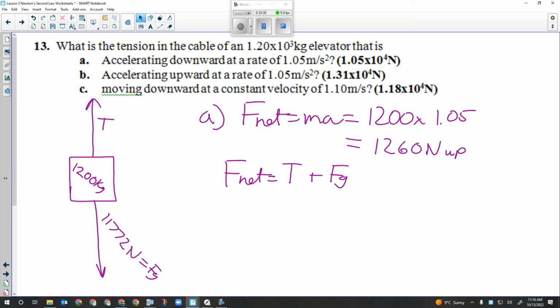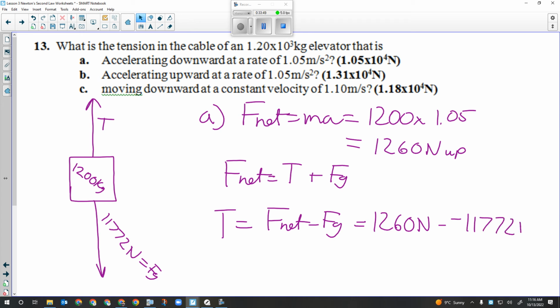So in this case, I'm going to isolate the tension by simply going F net minus Fg. And I have to keep vectors in mind here. This is 1,260 newtons minus negative 11,772 newtons. That's the mistake people make most often, they forget to make gravity down. If I do that, I'm going to get 1.05 times 10 to the 4 newtons. Oh sorry, that's supposed to be downward. I did this all for upward.